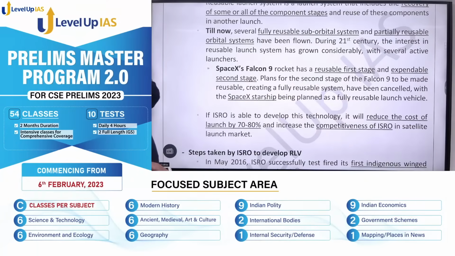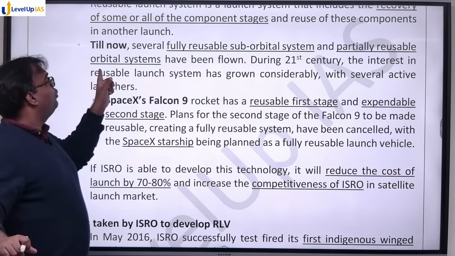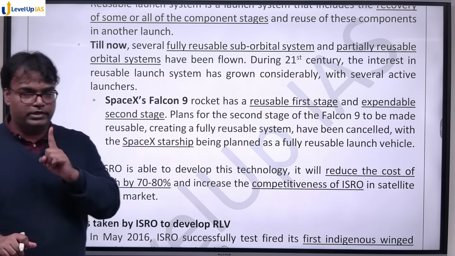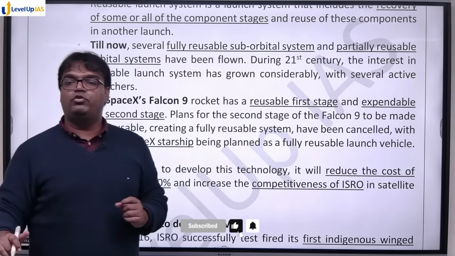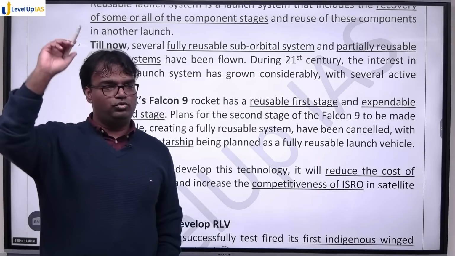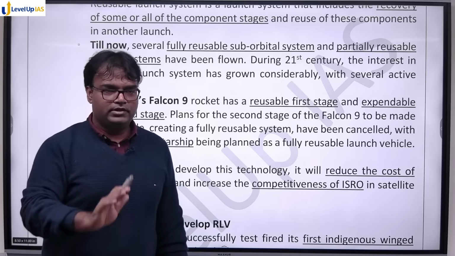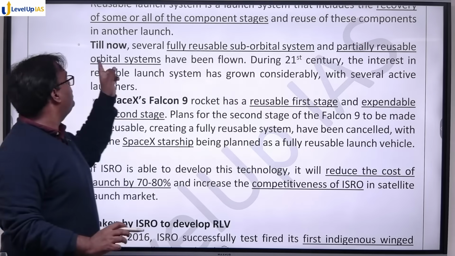Till now, several fully reusable suborbital systems and partially reusable orbital systems have been flown. Not in India, please note. What are suborbital systems? They will not be used for launching satellites. They will go to a lesser height and they will come back. These reusable systems have been used, plus partially reusable orbital systems.